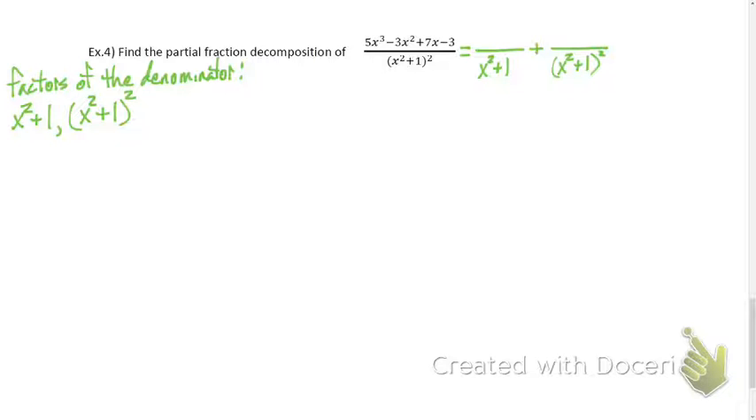Those factors are quadratic. They have an x squared in them. That means for my numerator, I don't just write some unknown like A. I need to write something linear with an x to the first power. You go down 1 power. So Ax plus B. Same with the second fraction. I have another quadratic expression, so I need a linear expression up top. Cx plus D.